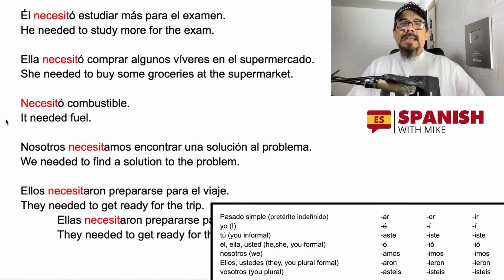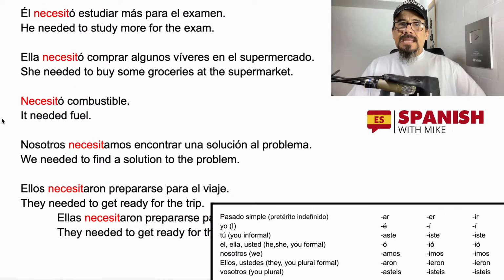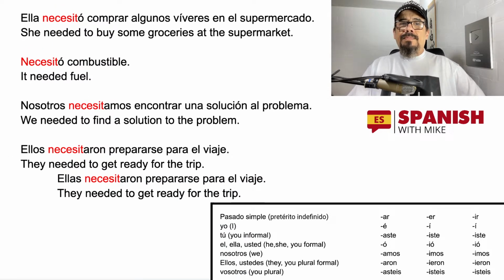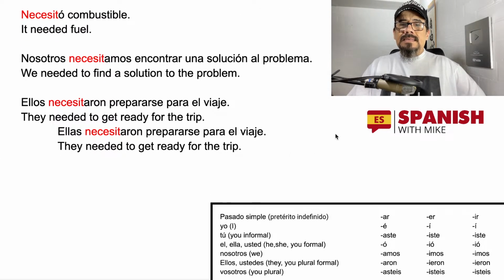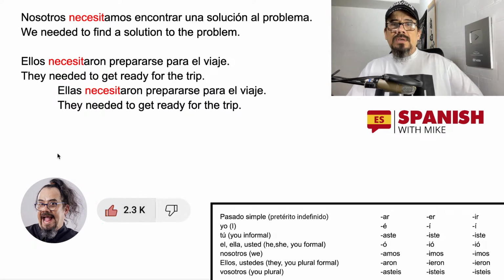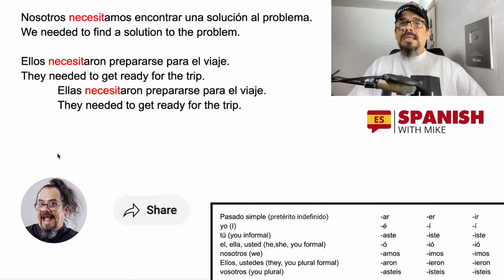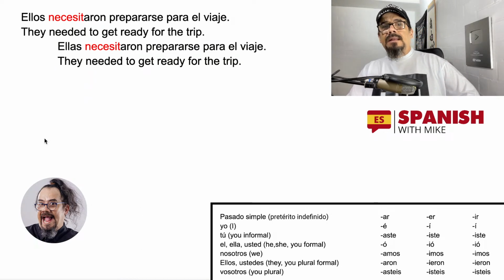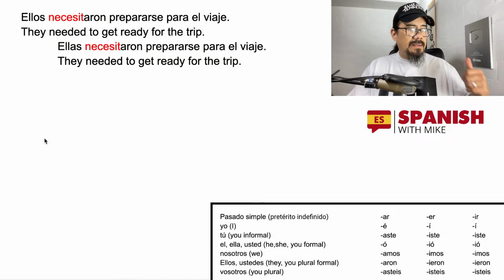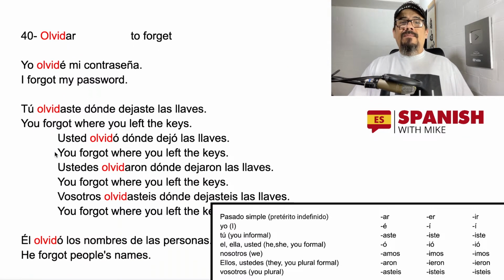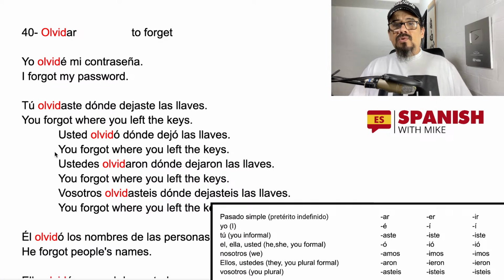Plural, Spain. Él necesitó estudiar más para el examen. He needed to study more for the exam. Ella necesitó comprar algunos víveres en el supermercado. She needed to buy some groceries at the supermarket. Necesitó combustible. It needed fuel. Nosotros necesitamos encontrar una solución al problema. We needed to find a solution to the problem. Ellos necesitaron prepararse para el viaje. They needed to get ready for the trip. Male. Ellas necesitaron prepararse para el viaje. Female. Verb 40. Number 40. Olvidar. To forget.